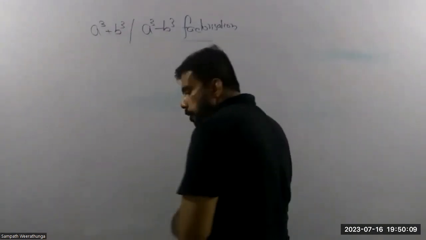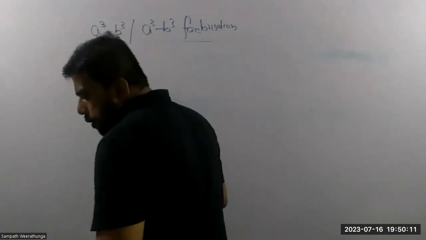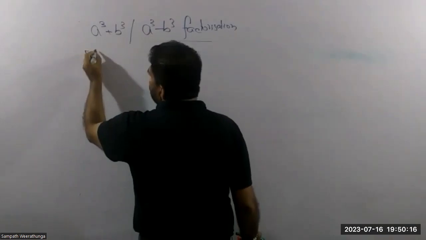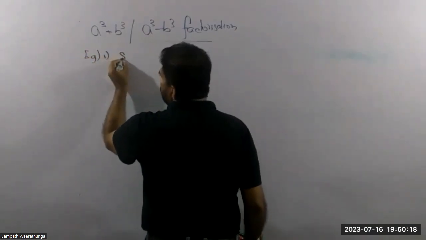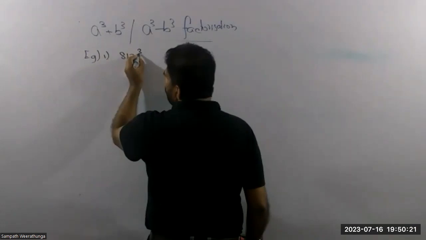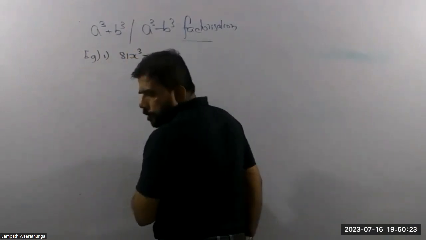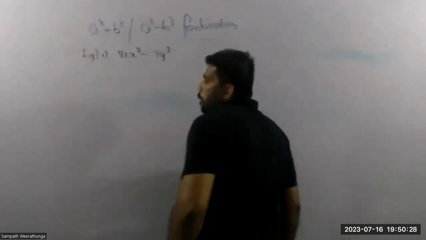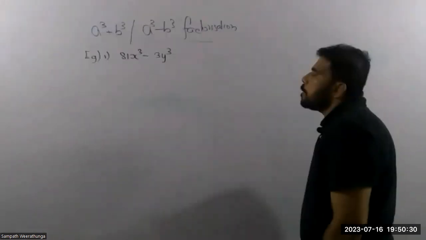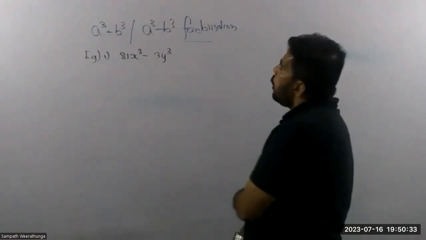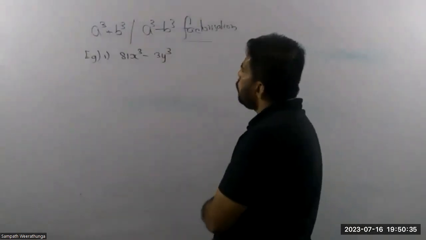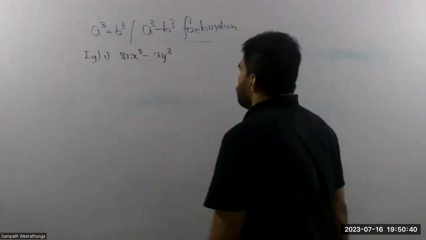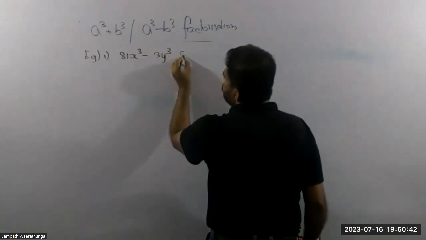Let's try to solve this. That is example 1. 81x cube minus 3y cube. We are asked to find out or simplify this. Simply they say simplify this.